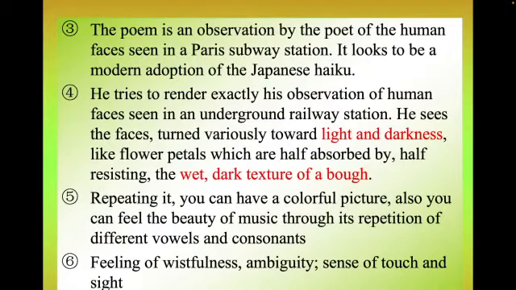Now, the poem is an observation by the poet of the human faces that are seen in a Paris subway station. It looks to be a modern adoption of the Japanese haiku. Now, as he tries to render exactly his observation of human faces seen in an underground railway station, the observer sees the faces turned variously towards the light and the darkness, like flower petals, which are half absorbed and then half resisted by the wet, dark texture of a tree bough.